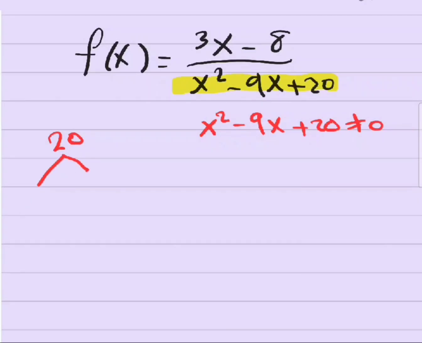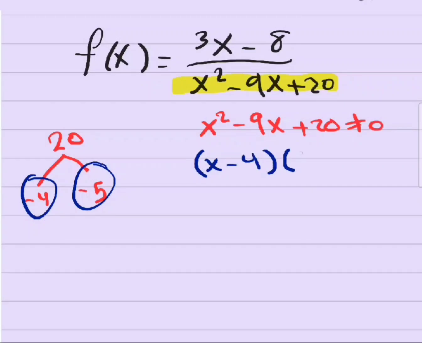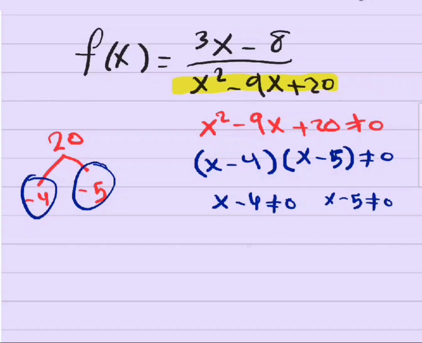What we need to do is factor this trinomial. So what you want to do is find two numbers that multiply to 20, but add to the middle coefficient, negative 9. So we know that 4 times 5 is 20, but they add up to 9, so we have to use negative 4 and negative 5, which still multiplies to a positive 20, but add up to negative 9. So therefore, x minus 4 times x minus 5 cannot equal 0. So we can say that x minus 4 cannot be 0, and x minus 5 cannot be 0. In the first one, let's add 4 to both sides. So x can't be 4, and for the second one, x can't be 5.